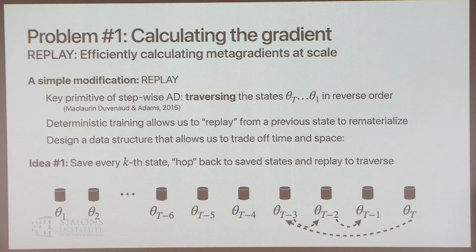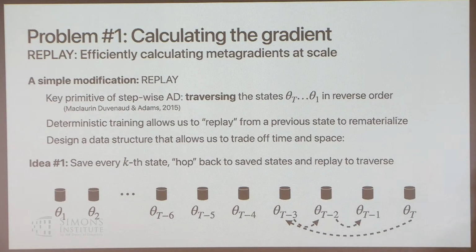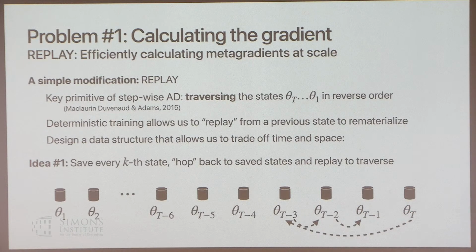Okay, and so what this is going to let me do, if you do the math, is the total number of states that I'm now going to have to save is going to be capital T over K plus K in order to rematerialize the states. And so if I optimize K, this is going to get me to root T storage.